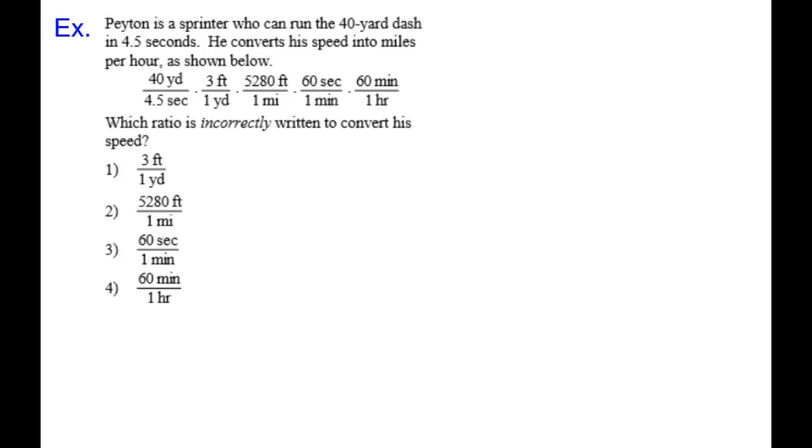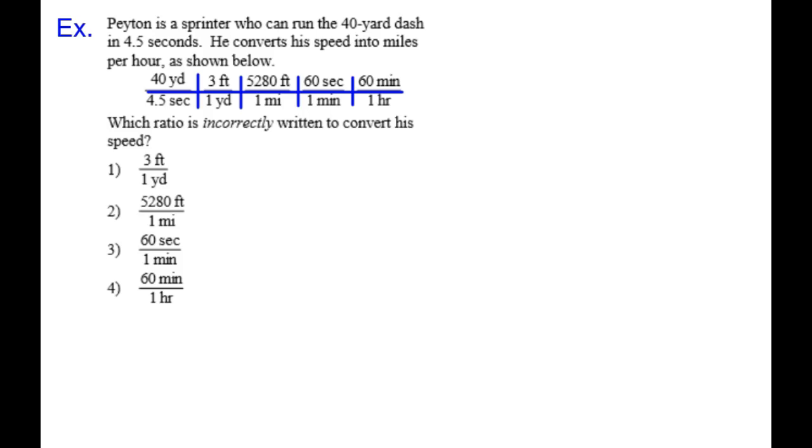Now to the first example. Peyton is a sprinter who can run the 40-yard dash in 4.5 seconds. He converts his speed into miles per hour as shown below. So we can see the process he went through to convert from yards per second to miles per hour. We want to determine which ratio is incorrectly written to convert his speed.